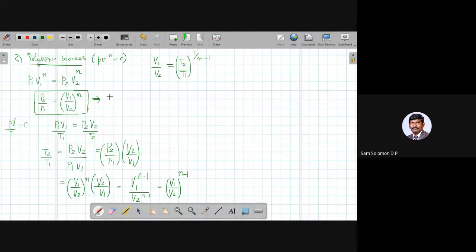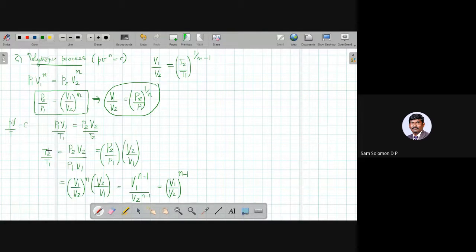And this can be written as V1 by V2 is equal to P2 by P1 whole to the power 1 by n. This is also possible. And here I have a relationship between volume and pressure. Here I have a relationship between volume and temperature.